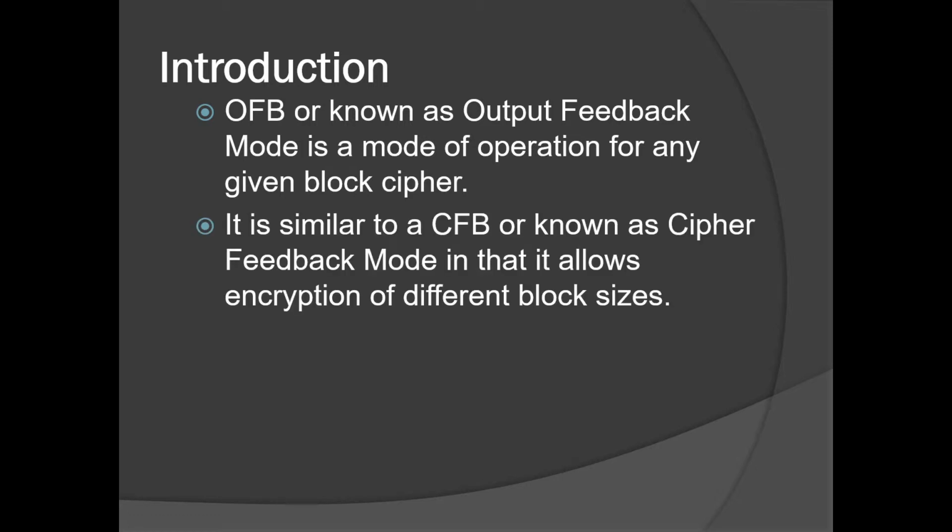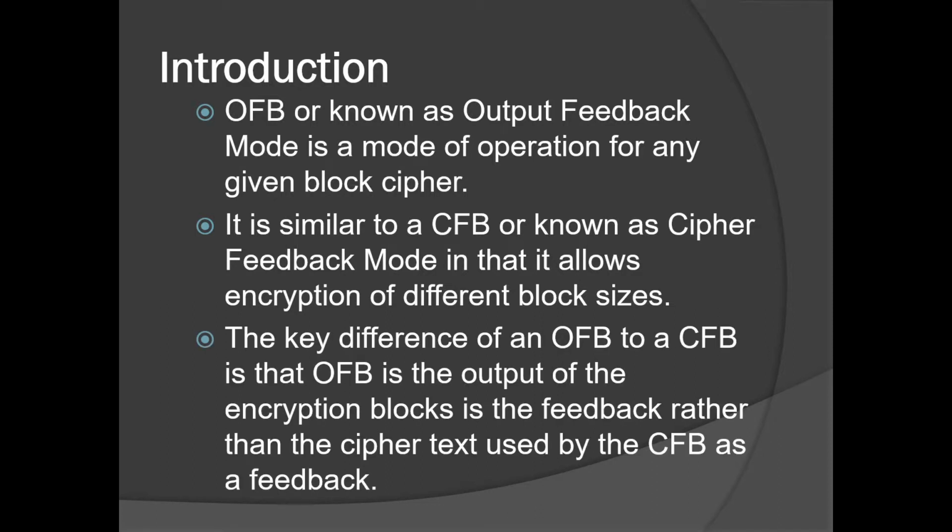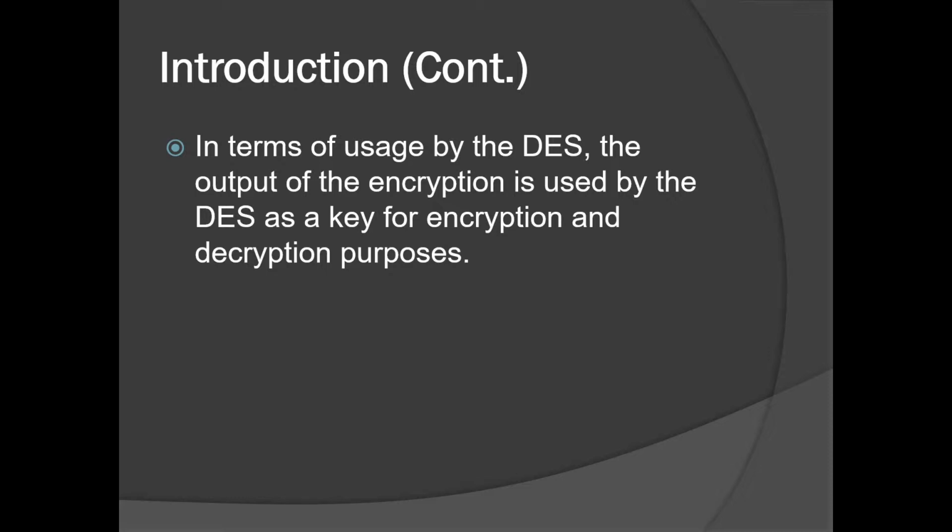It is similar to CFB, also known as cipher feedback mode, in that it allows encryption of different block sizes. The key difference between OFB and CFB is that in OFB the output of the encryption blocks is the feedback, rather than the ciphertext being used as feedback as in CFB. In terms of usage by the DES, the output of the encryption is used by the DES as a key for encryption and decryption purposes.